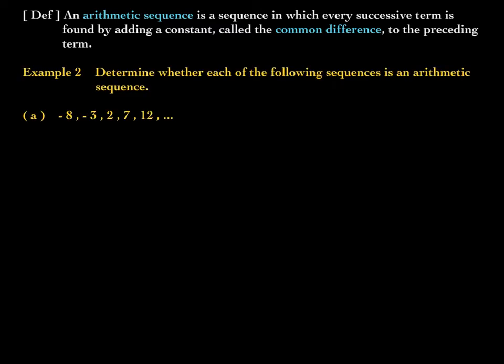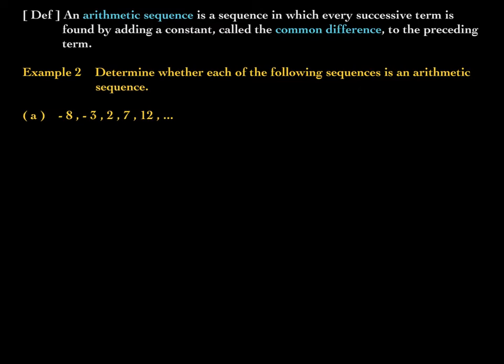Let's use this definition to determine whether each of the following sequences is an arithmetic sequence. Now, this sequence is given to you: negative 8, negative 3, 2, 7, 12, etc. Does this sequence satisfy that definition? In other words, are each of these terms generated or found by adding the same number over and over again? In order to determine that this sequence is truly arithmetic, you have to show that there is a common difference. And one way we can do that is by taking each pair of terms and finding the difference and confirming that the difference is the same.